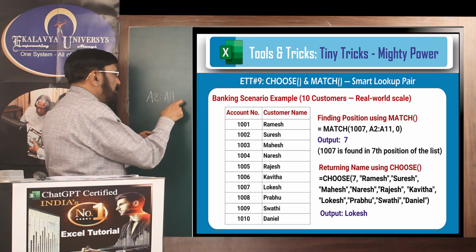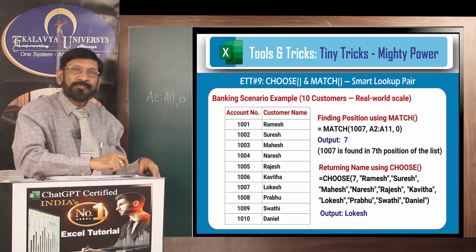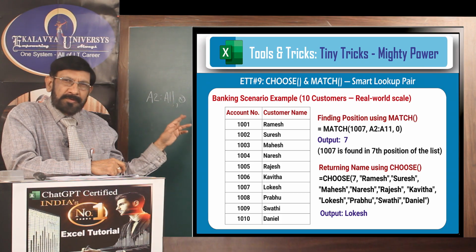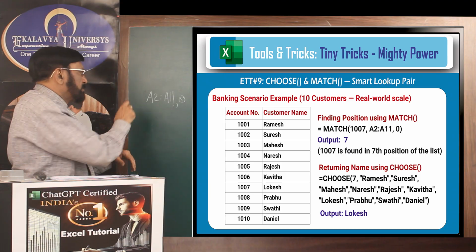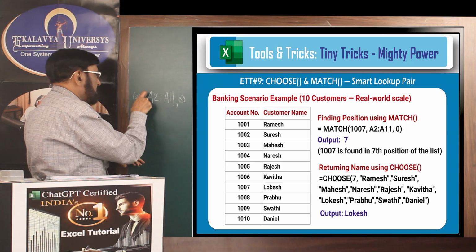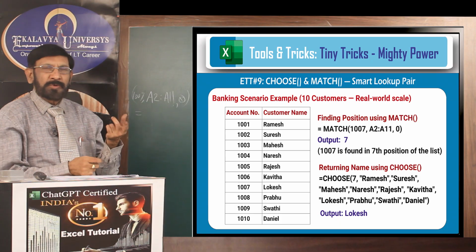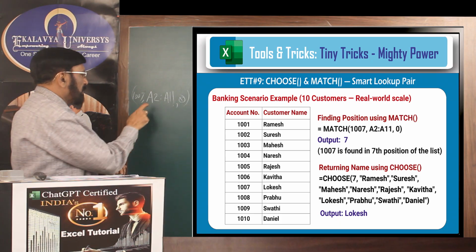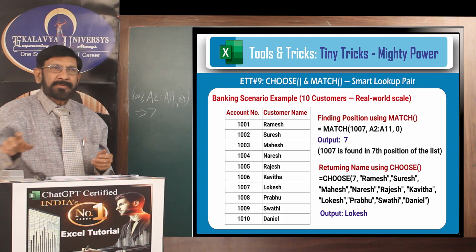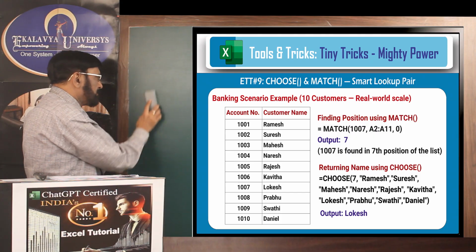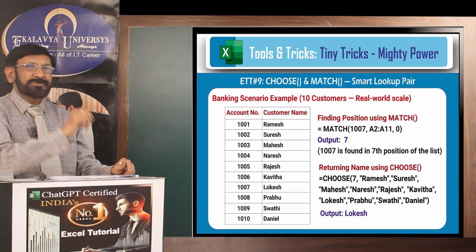Thereafter, we are using match type 0. Already I told you 0 is universal. For anything, we can use 0. Here 1007. Out of that, what you are expecting? The position. What is the position of 1007? Obviously, you know that 7. So this match function returns the position.